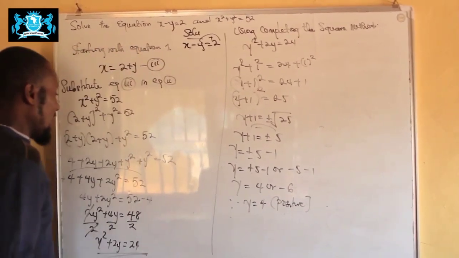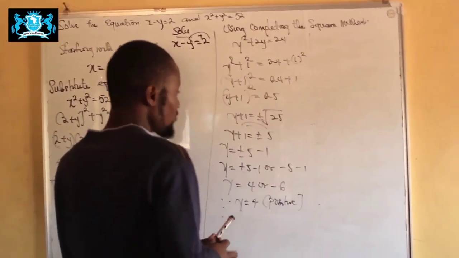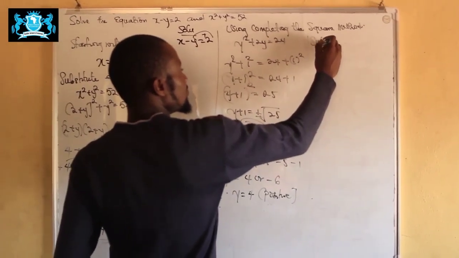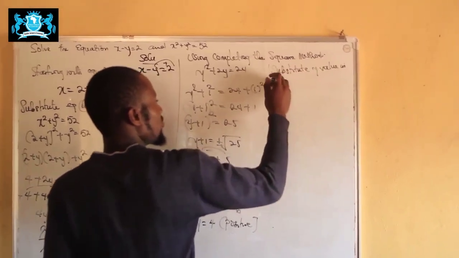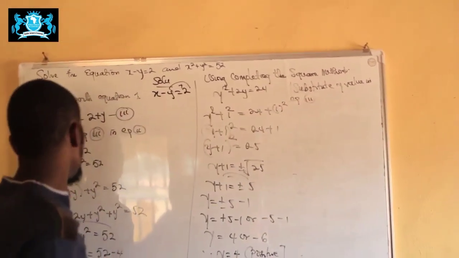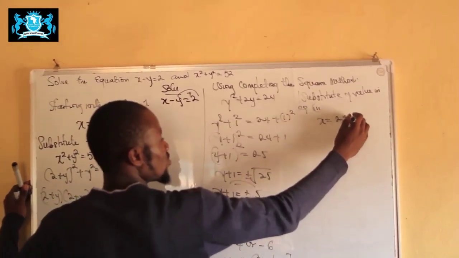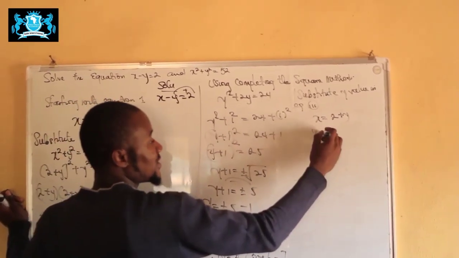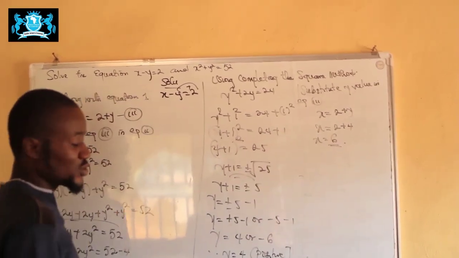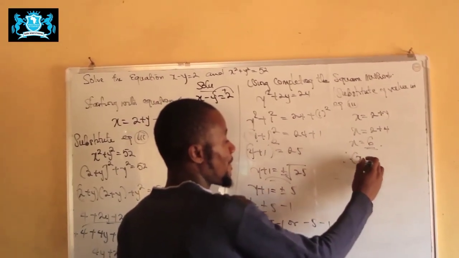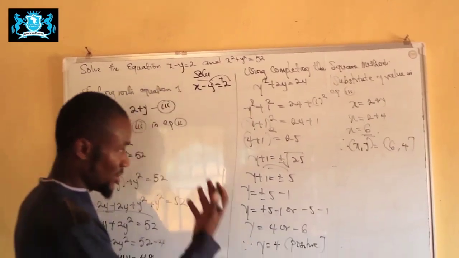So if we are looking for our x now, we have gotten our y. Looking for our x, we now say substitute y value in equation 3. Third equation, we have x is equals to 2 plus y. Our y is already 4, and x is equals to 2 plus 4, and x is equals to 6. And that is the answer. So in coordinate form, x and y is equals to your x is 6 and your y is 4. And that is the answer to this question.